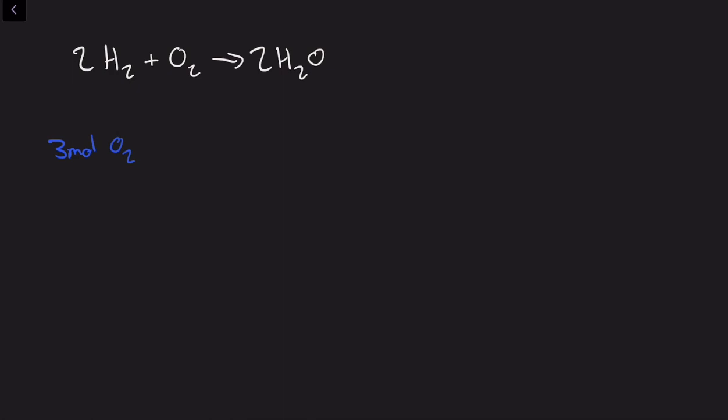Our units are in moles of oxygen. We want it to be in moles of water. So we need to come up with a conversion factor to kind of bridge the gap between the oxygen and the water. If we look at our balanced chemical equation, we know that for every 1 mole of our oxygen gas, we will get 2 moles of water. So we can use this ratio as our conversion factor.